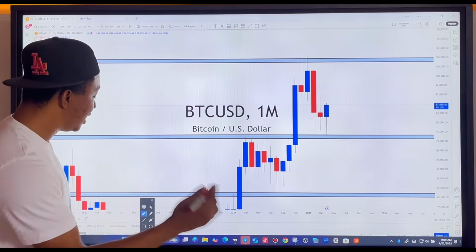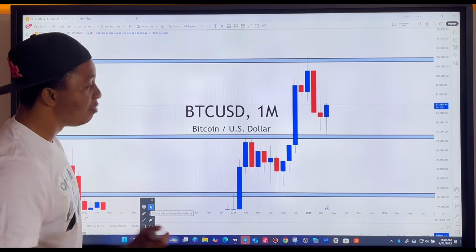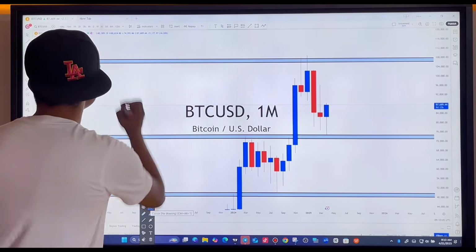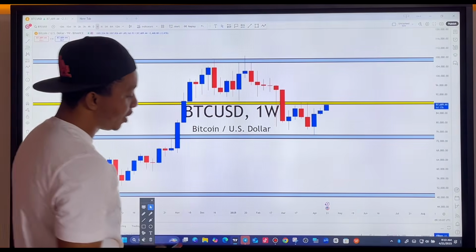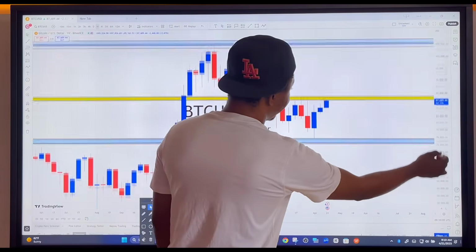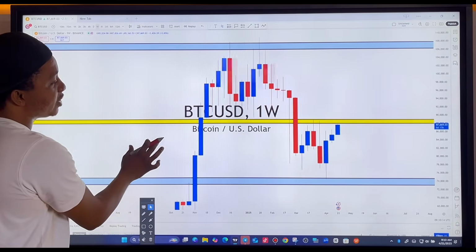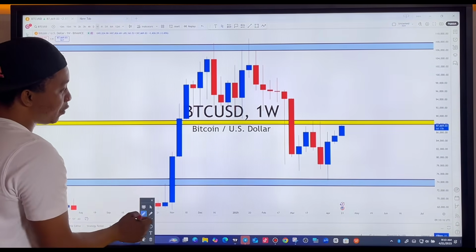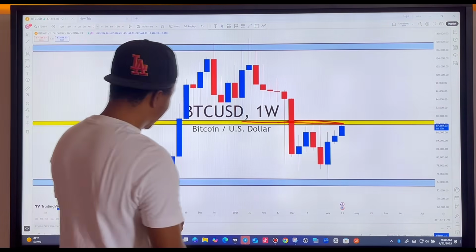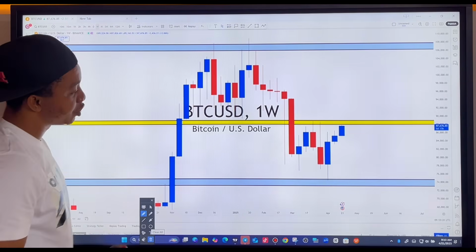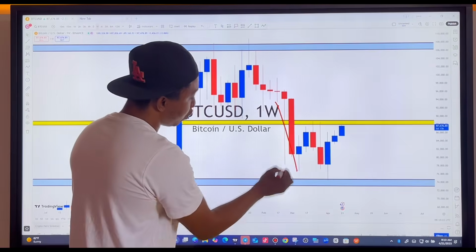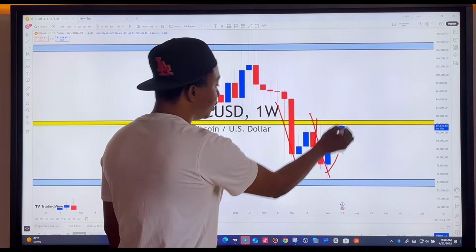So BTC USD, let's take it all the way to the weekly time frame to add more meaning to this technical analysis. Okay, so this is the weekly time frame of Bitcoin. Let's add more meaning into the weekly as well. Now on the weekly time frame for BTC USD, we have the weekly mid-range zone over here. Price is in a downtrend on the weekly time frame. This was a lower low, lower high, equal low, equal lower high.